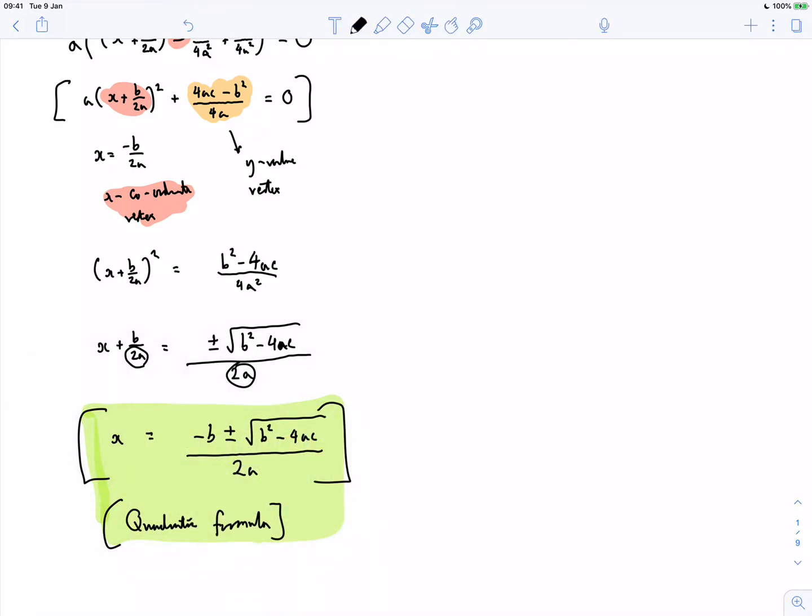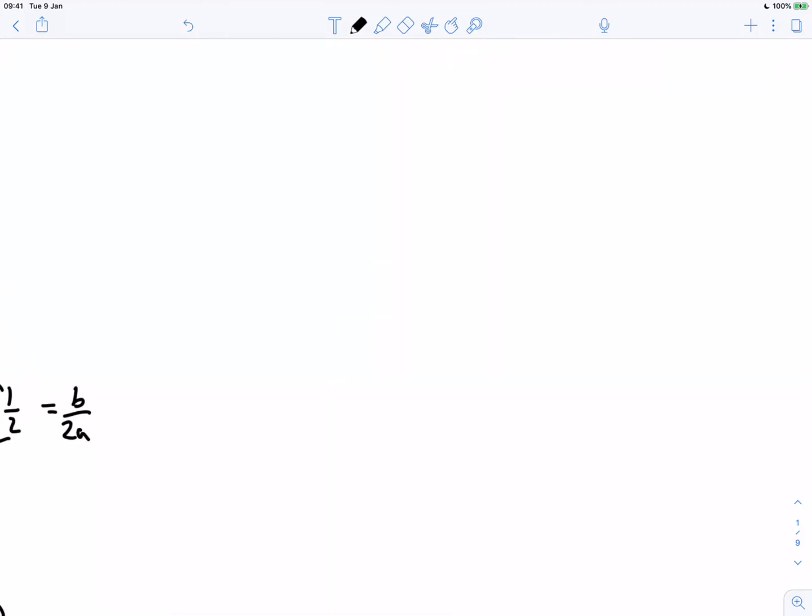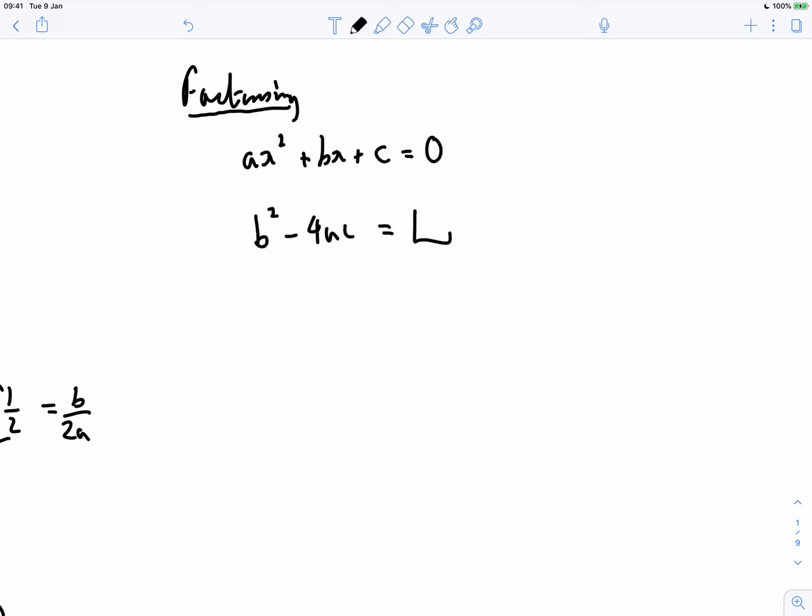Okay, so one technique of solving is by completing the square. Another technique is the quadratic formula. There is a third technique, and this is by factorising. So if you've got ax squared plus bx plus c equals 0, this technique will only work if b squared minus 4ac is itself a number squared.